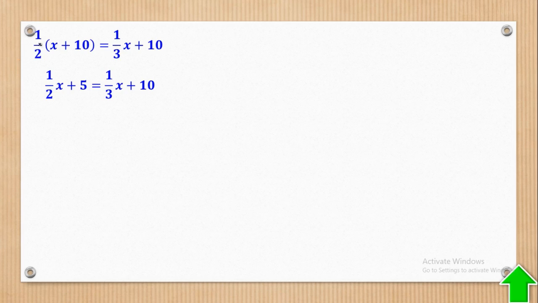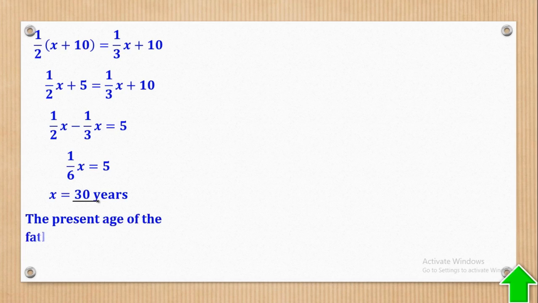So this a half multiplied throughout gives you this, and this one multiplied throughout gives you that. Then collecting like terms, we come up with that. So a half minus a third is 1 over 6. Then making x the subject, it will be 30 years. So basically that is what they wanted.